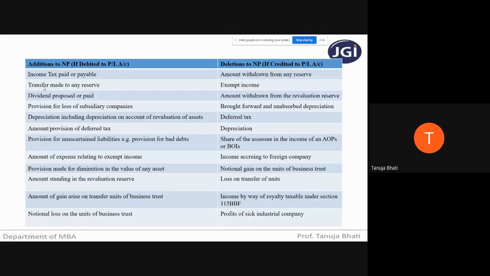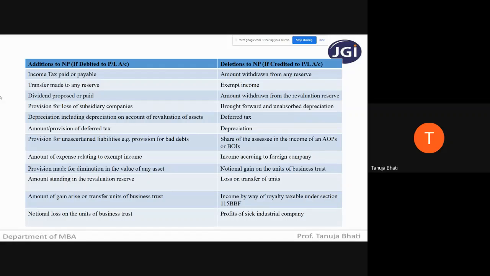Next, amount transferred to any reserve or amount carried to any reserve. So if any transfer of the profits is made to any reserves, please add it back to the net profit. The reserves can be called by any name. So just remember, if any transfer of amount is made to any kind of reserve, please add it back to the net profit.